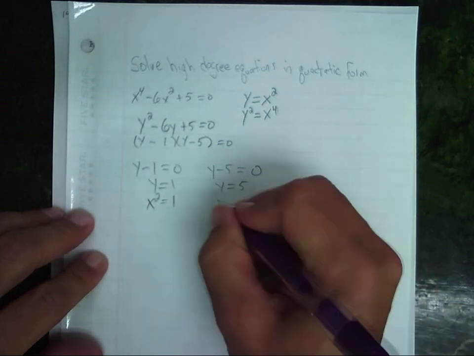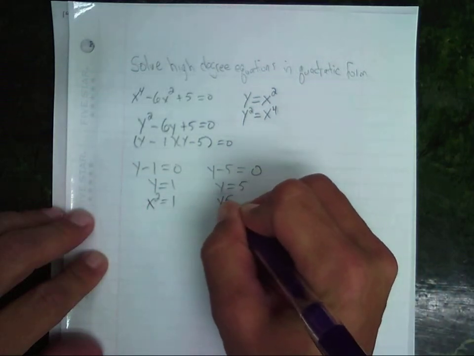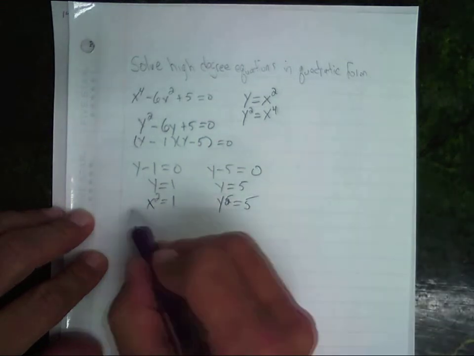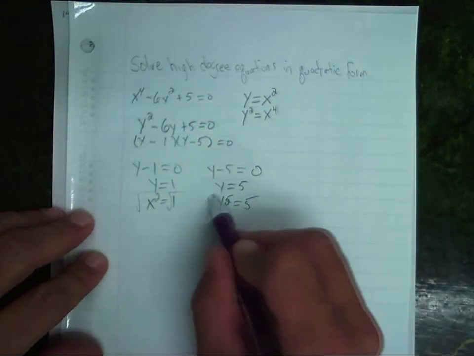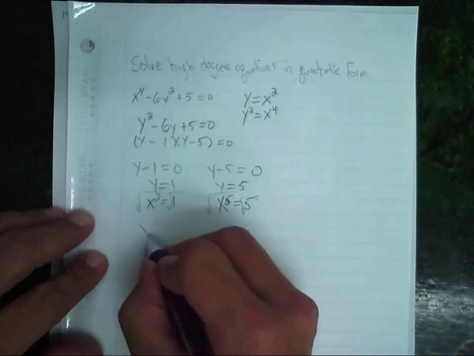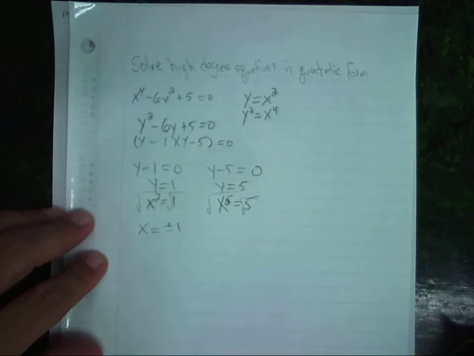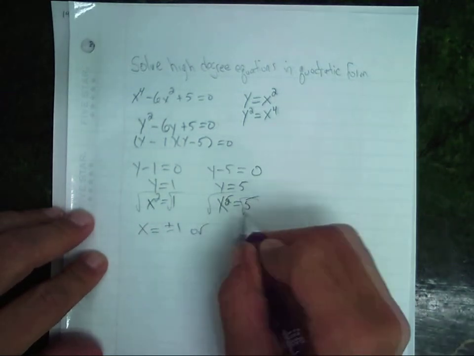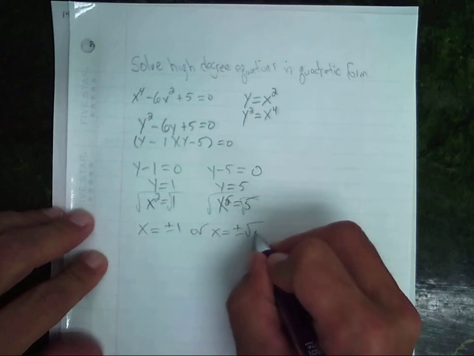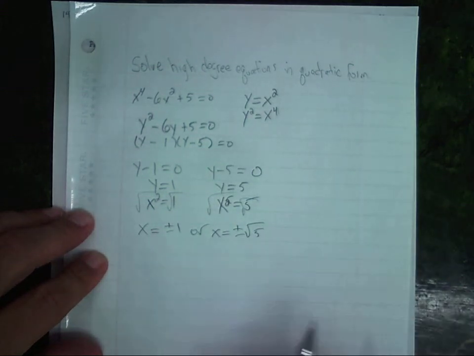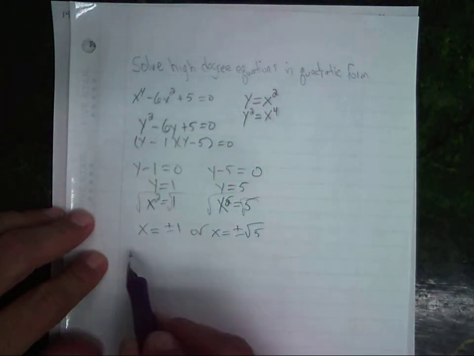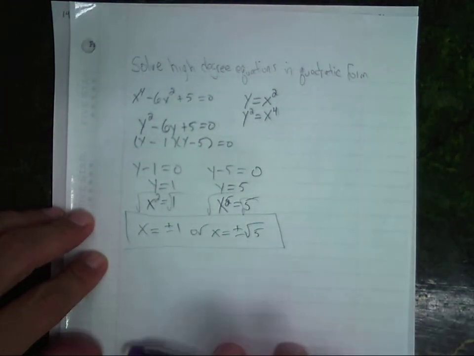X squared equals 1. X squared equals 5. How do I solve that? By square rooting both sides. Square root of 1, x is plus or minus 1. Or square root of 5, x is plus or minus the square root of 5. So honestly, we get 4 different answers that would satisfy this quadratic, and that would be your final answer.